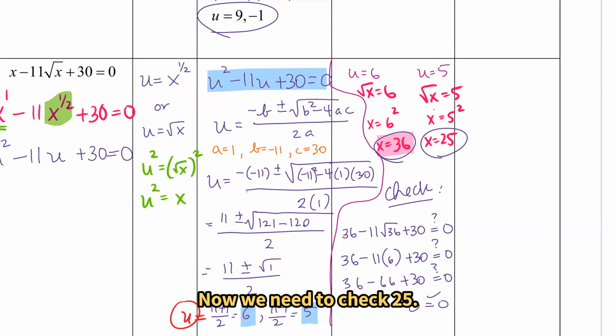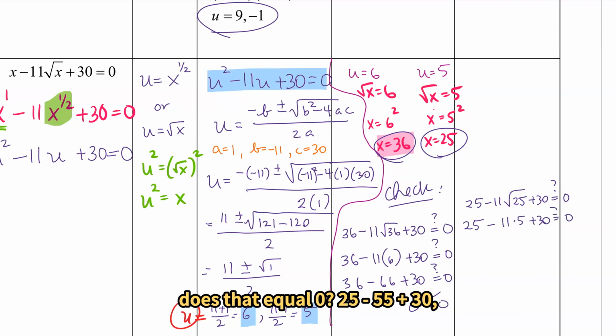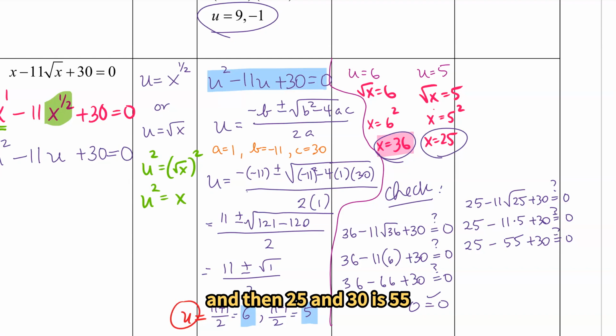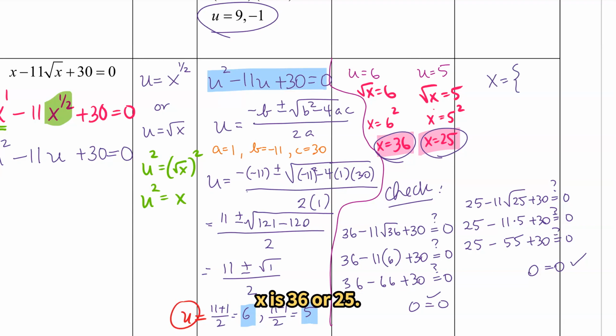Now we need to check 25. 25 minus 11 square root 25 plus 30. Does that equal 0? 25 minus 11 times 5 plus 30. Does that equal 0? 25 minus 55 plus 30. And then 25 and 30 is 55, minus 55 is 0. And that works too. Hooray! So we have two solutions. X is 36 or 25.